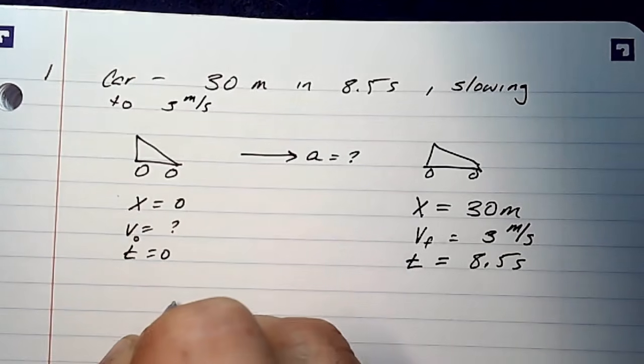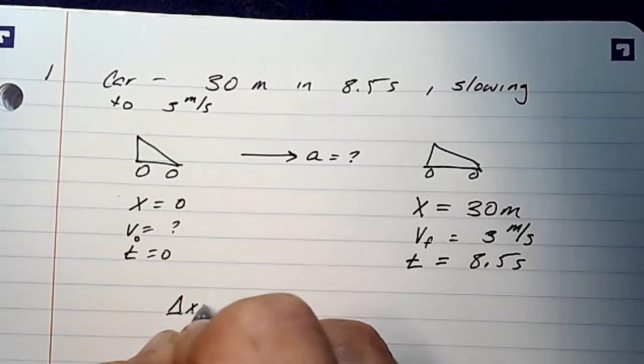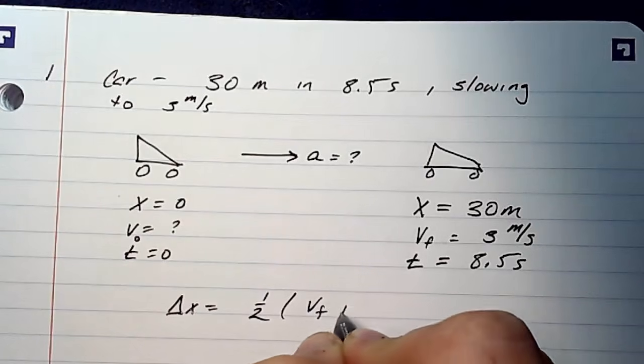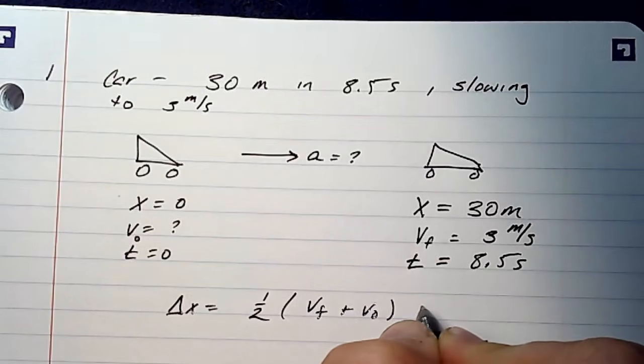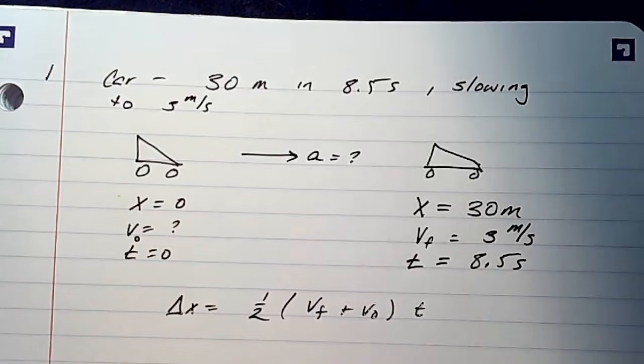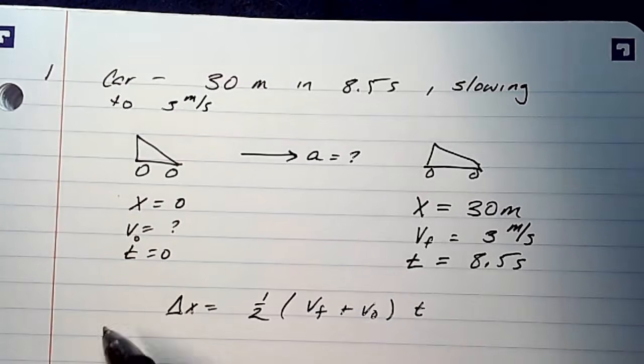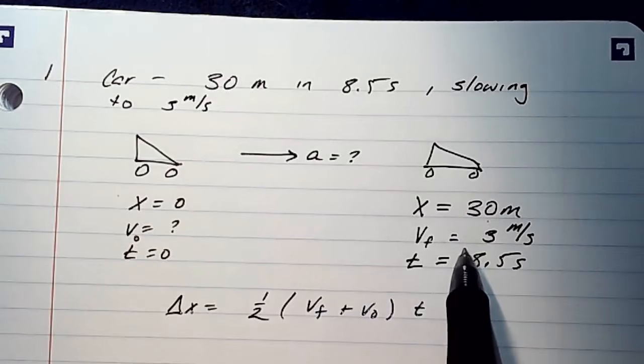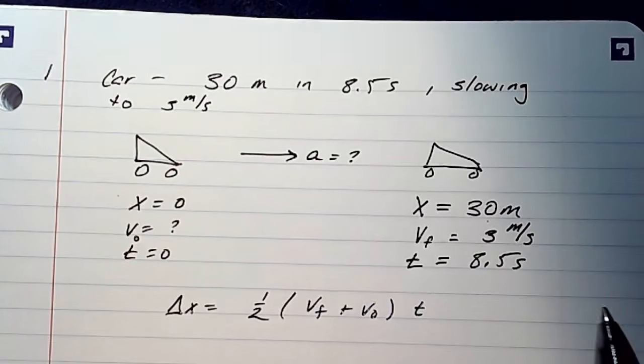So delta x is 1/2 v final plus v initial times t. Do I have everything that's in that? I have the time, it's going to be 8.5 seconds. I have delta x, it's going to be 30 meters. I have v final. Yeah, that seems reasonable.